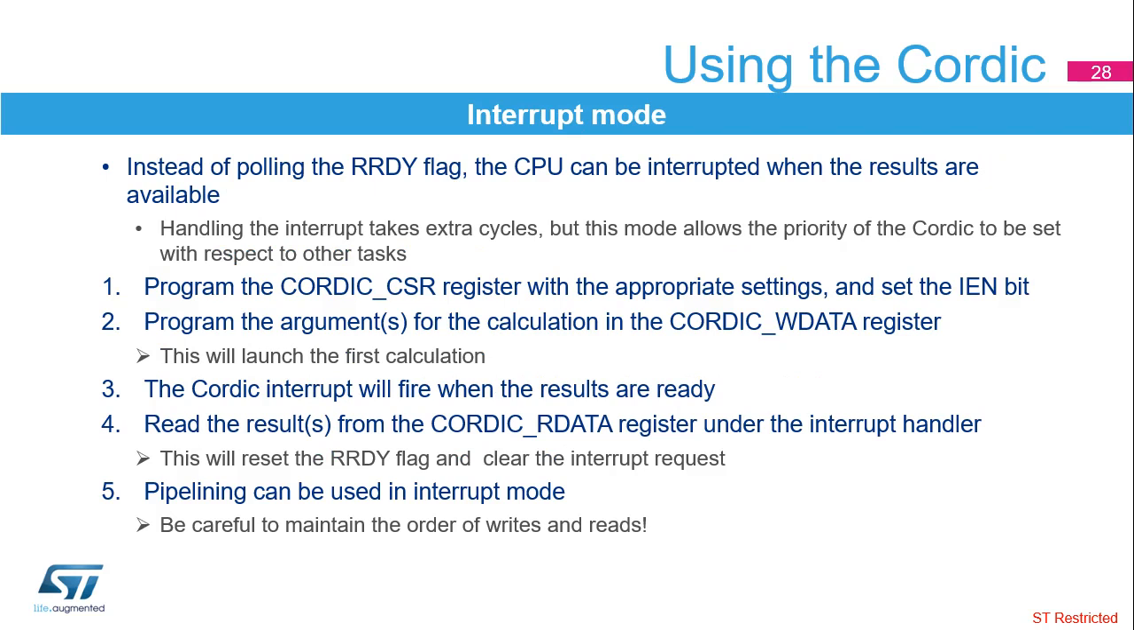The sequence described in this slide summarizes the use of the Cordic IP in interrupt mode. By setting the interrupt enable, or IEN, bit in the Cordic CSR register, an interrupt will be generated whenever the R-ready flag is set. The interrupt is cleared when the flag is reset. This mode allows the result of the calculation to be read under an interrupt service routine, and hence given a priority relative to other tasks. However, it is slower than directly reading the result or polling the flag due to the interrupt handling delays.